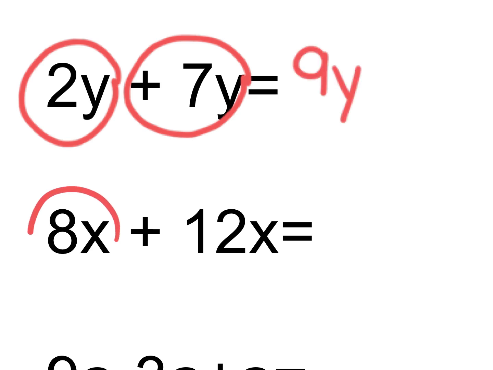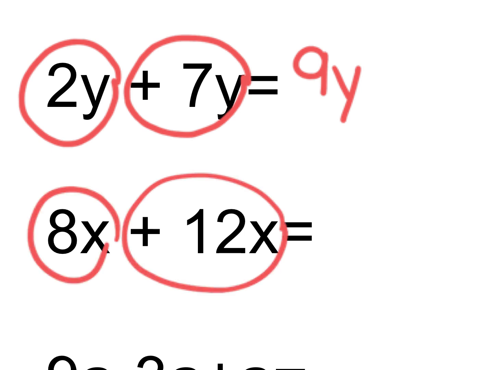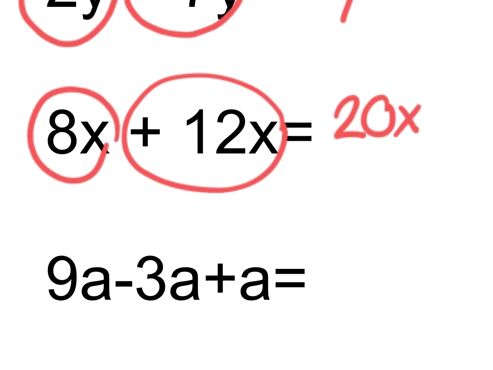Same thing, we've got 8 xylophones plus 12 more xylophones. We have 20 xylophones. We got a whole band. That's a lot of xylophones. You can never have too many xylophones, though. They're a really cool instrument.